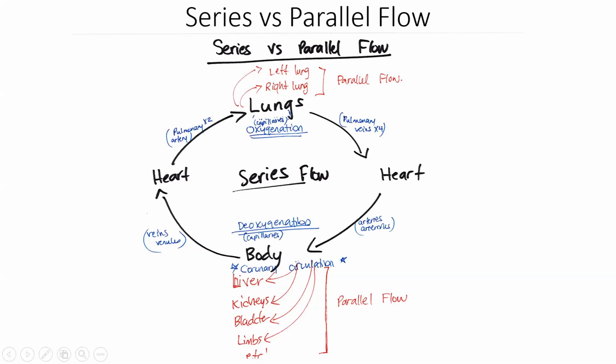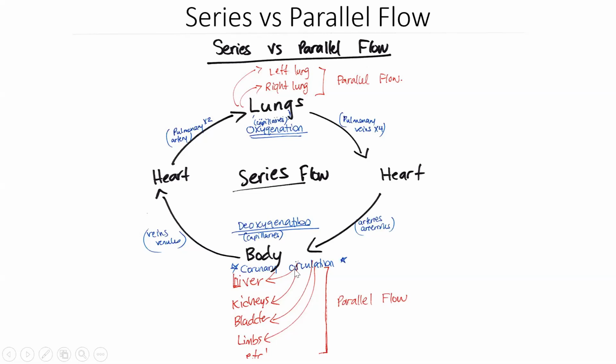Likewise, in the systemic circulation, all blood doesn't go to the liver, all blood doesn't go to the kidneys, but rather some of the blood can go to the liver, some of the blood can go to the kidneys, some of the blood will go to your bladder, your upper extremities, lower extremities, et cetera, and that is all happening at the same time. So we describe that as being parallel flow.